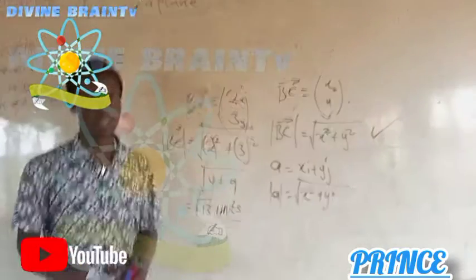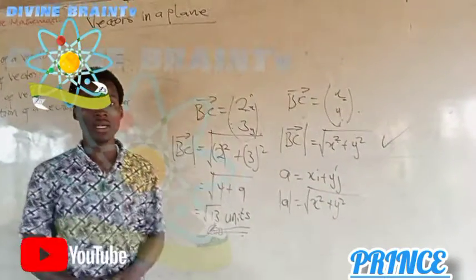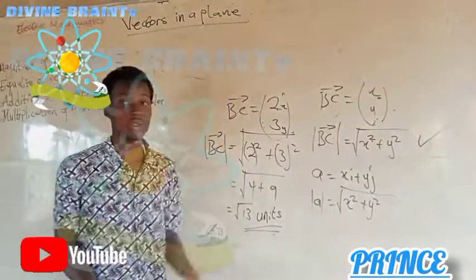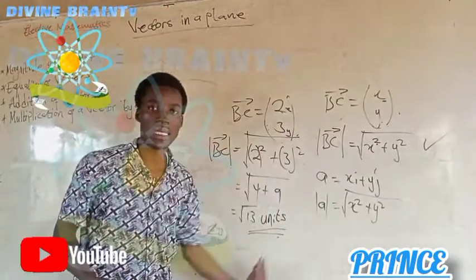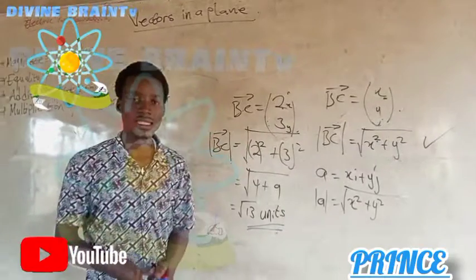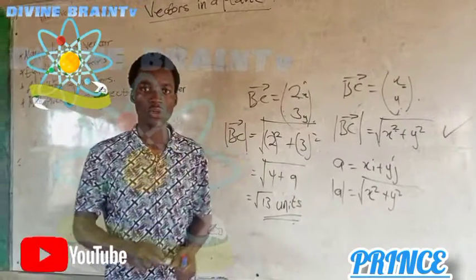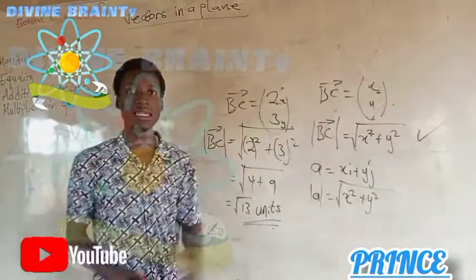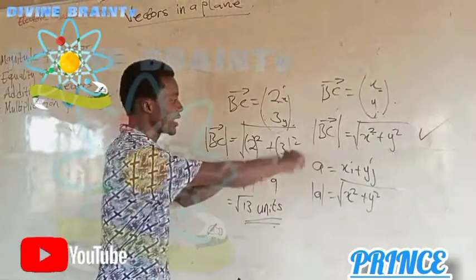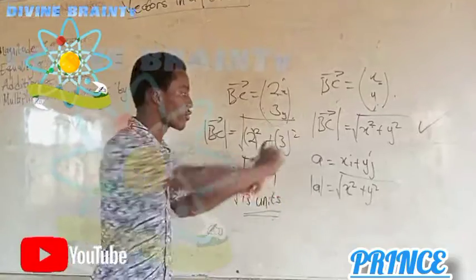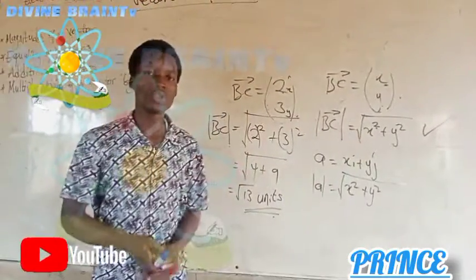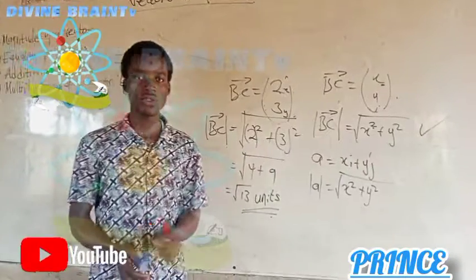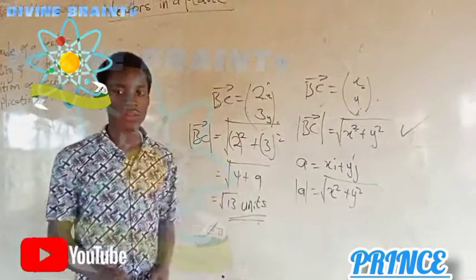So this is how we find our magnitude. Any kind of question, any kind of vector that we ask you to find the magnitude of, it is the same approach, nothing different. So make sure you take note. In case one of these components is negative, make sure you put the negative number in brackets before you square it. If you don't put it in brackets and you square it, you get it wrong. So make sure you do that.